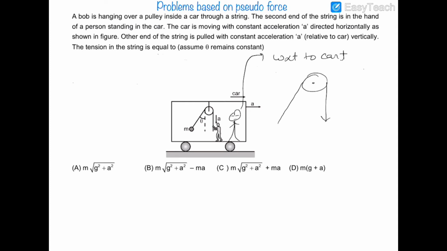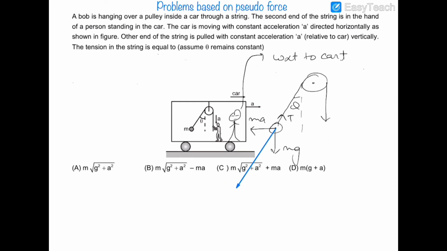and this mass is inclined at an angle of theta. Now, the reason for this inclination is the fact that there will be a pseudo force Ma acting on this mass in the backward direction. Mg is acting in the downward direction. This will be the tension. Now, if I find out the resultant force of Ma and Mg, then the resultant force will be like that.